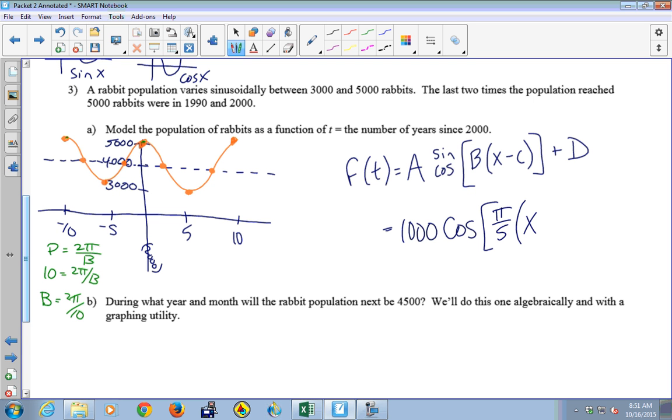And then minus c, I don't have any shifting because cosine starts at its max, and so does my graph, so there's no shift. Just leave the c out. And then plus d, and d is just the location of your midline, which is where? 4,000.